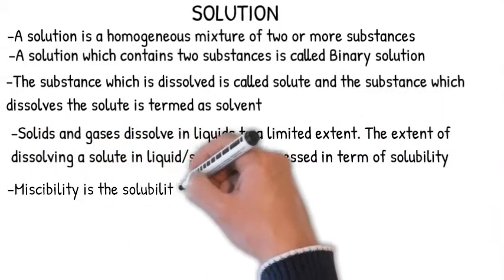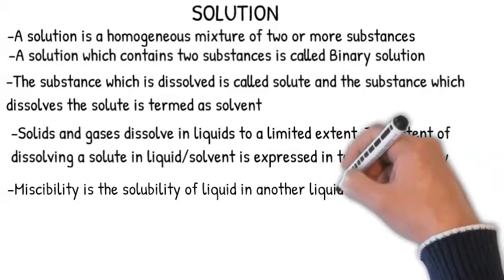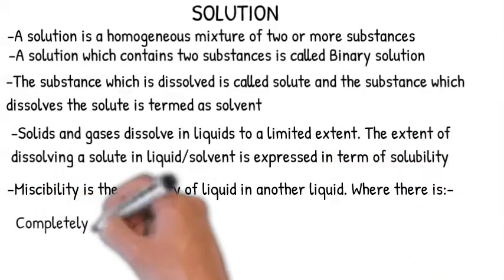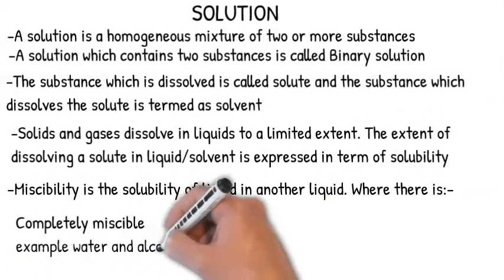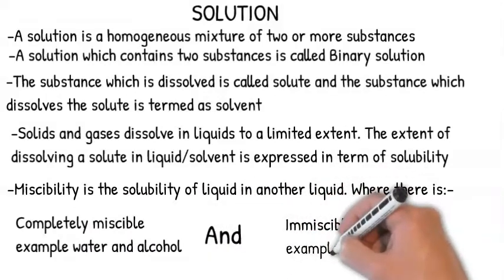Miscibility is the solubility of a liquid in another liquid, where there is completely miscible, for example water and alcohol, and immiscible, for example kerosene and water.